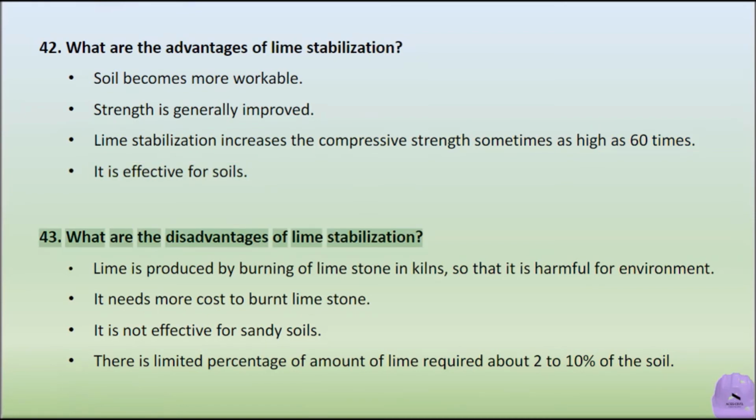What are the disadvantages of lime stabilization? Lime is produced by burning of limestone in kilns, so it is harmful for the environment. It needs more cost to burn limestone. It is not effective for sandy soils. There is a limited percentage of lime required, about 2 to 10% of the soil.